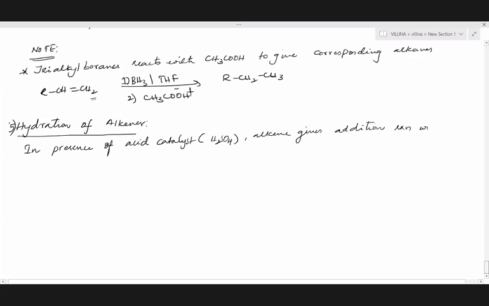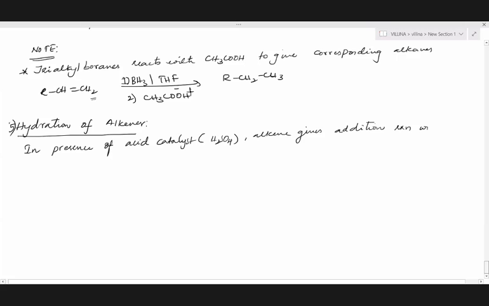So what is water? H2O, right? So H plus and OH minus will be added. How are they added? They follow Markovnikov's rule. Addition following Markovnikov's rule. So if you take a general alkene, RCH=CH2, we have water, which we can write as H plus and OH minus.